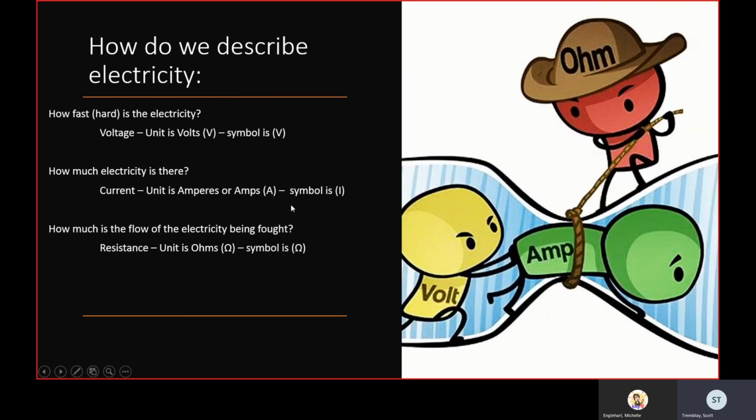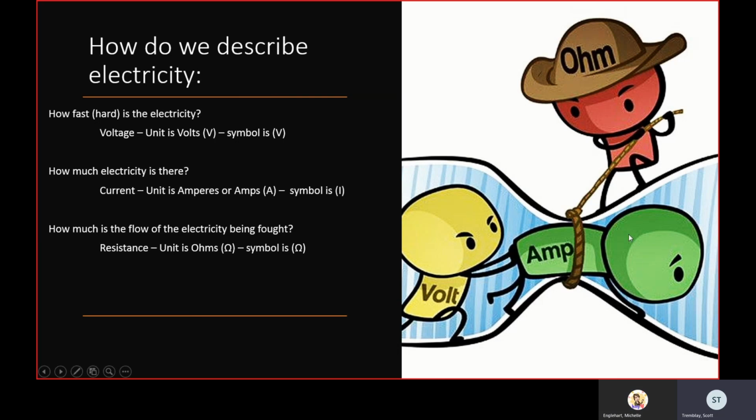Okay, and here's a picture. A picture paints 1,000 words, right? So the amps is the actual column of electricity, and we're trying to push it down, in this case, a wire or a tube. And what's pushing the amps? Well, that's the volts. The volts is how hard we're pushing.